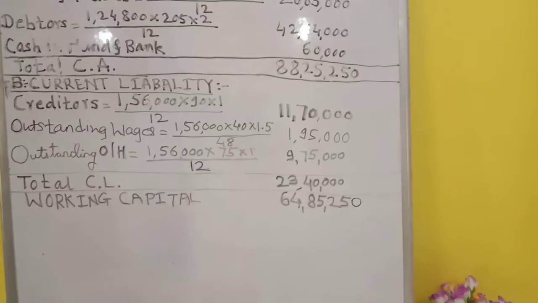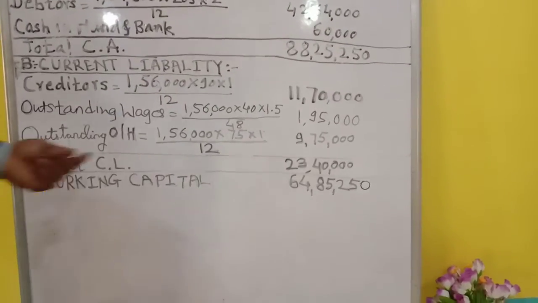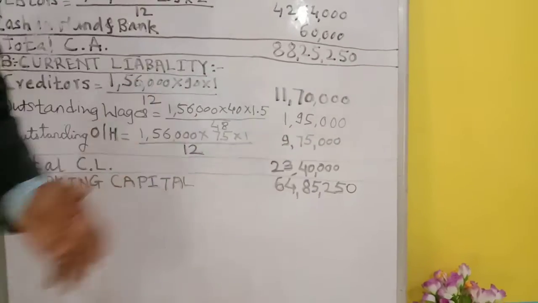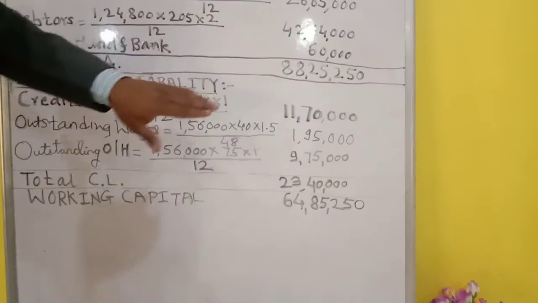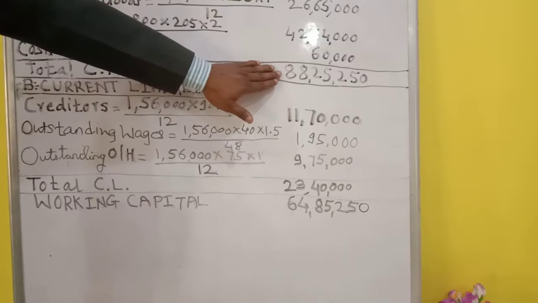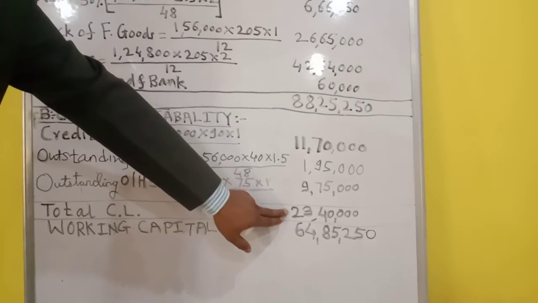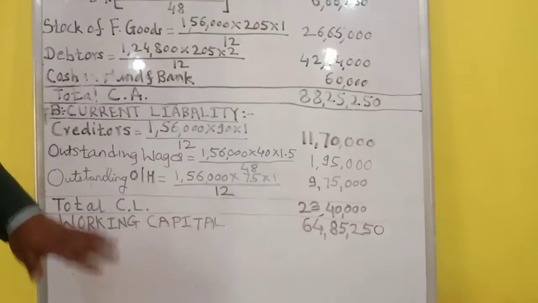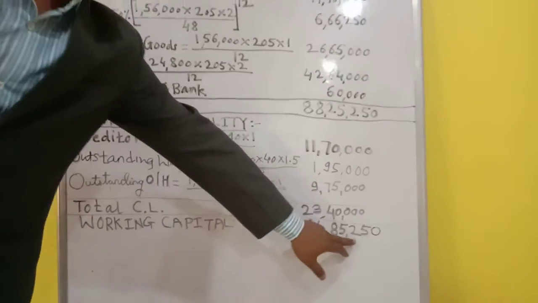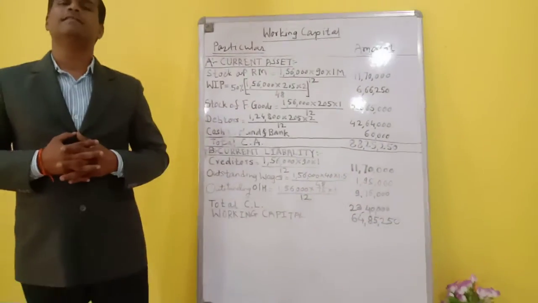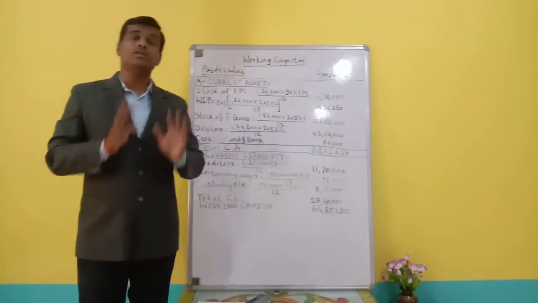So there are no other elements of current liability. So the total current liability would be nothing but 23,40,000 rupees. And when you subtract the total current liability of 23,40,000 from the total current asset, you get the final answer, that is 64,85,250.